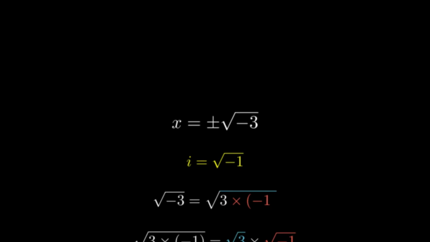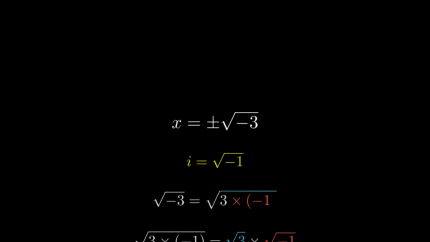Now let's look back at our definition of i. We defined i as the square root of negative 1. So we can replace the square root of negative 1 with i. This gives us a much cleaner way to express our answer: the square root of 3 times i. This substitution is what allows us to work with square roots of negative numbers. Without i, equations like these would have no solutions in the real number system.